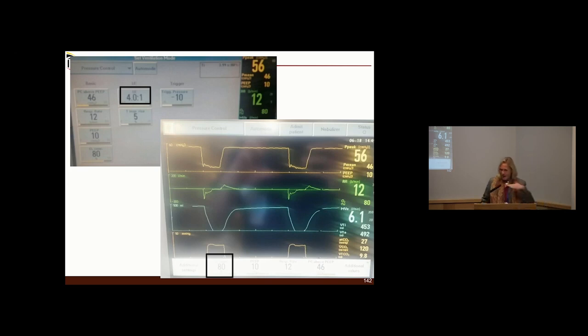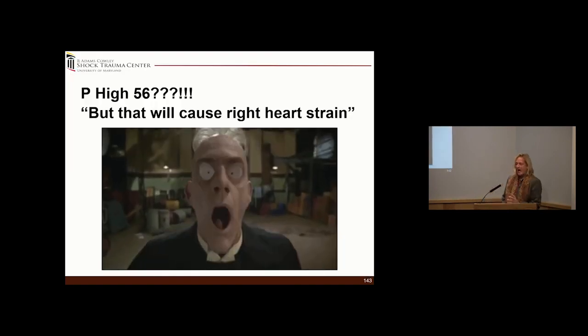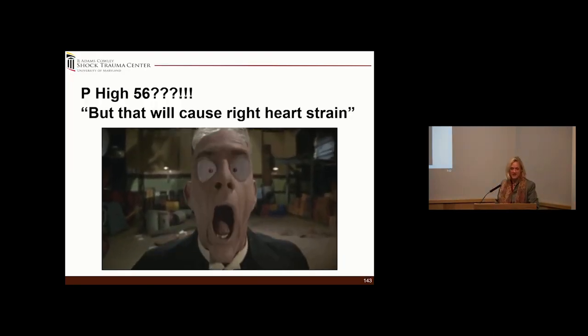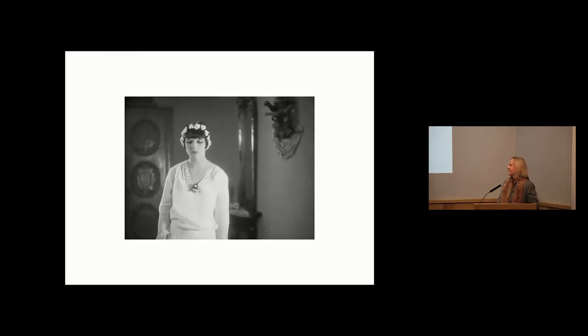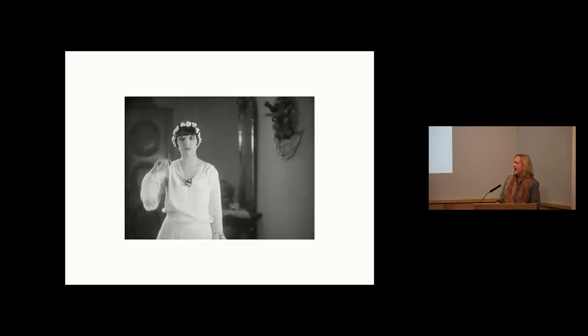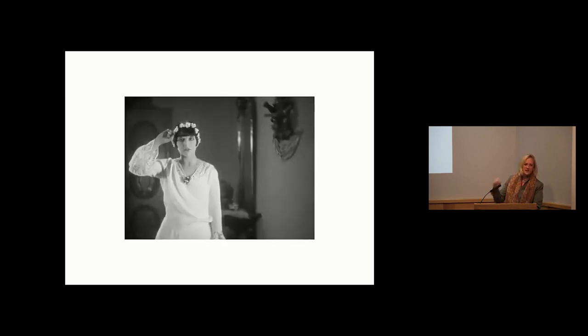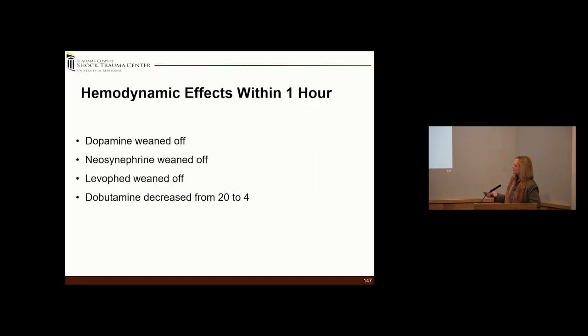So if I do that transition, a P high of 56, right? Well, this ventilator would only go to 50. Okay, so that was at least some relief, right? So we set the airway pressure to 50, and I know this is going to cause right heart strain, right? We absolutely had to cause right heart strain. Well, actually, we came off of the dopamine, off of the neosynephrine, off of the norepinephrine, and the dobutamine went from 20 down to 4. And that was with no change in anything but switching over to a different format of pressure, flow, and volume.